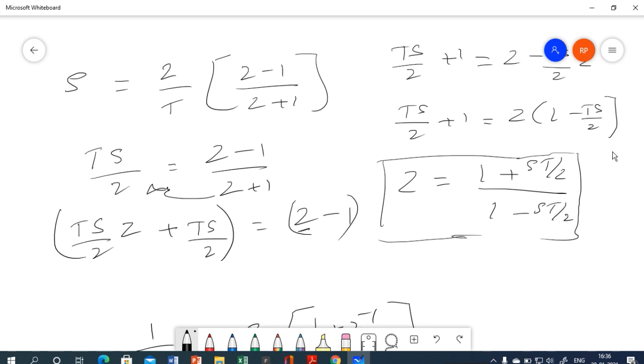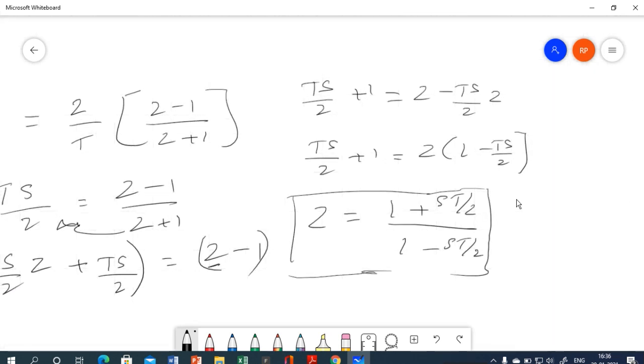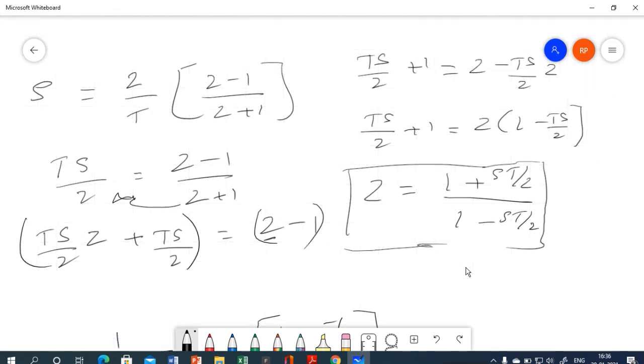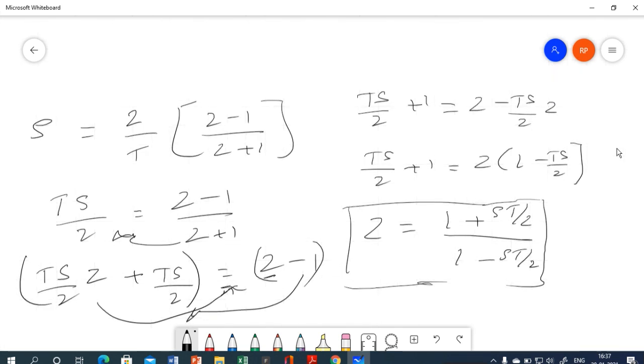So we will move on to this one now, and here what I get: Ts by 2 plus 1, because I have moved this term to the LHS and this term to the RHS. Minus 1 is moved here, and Ts by 2 z is moved here. So if I move these two, what will I get? I will get Ts by 2 plus 1 equals to z minus Ts by 2 z.